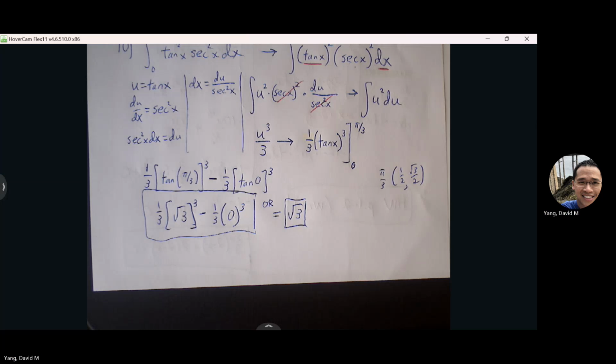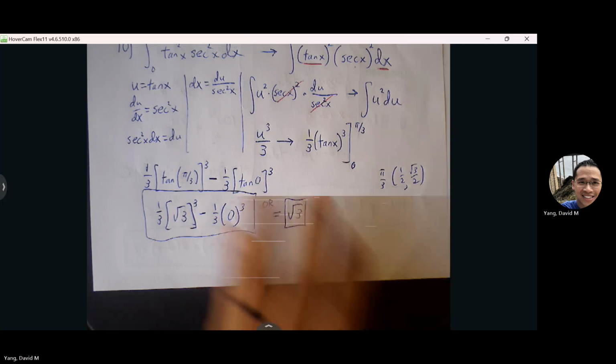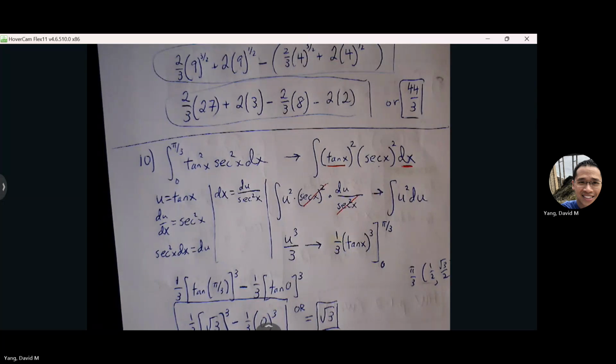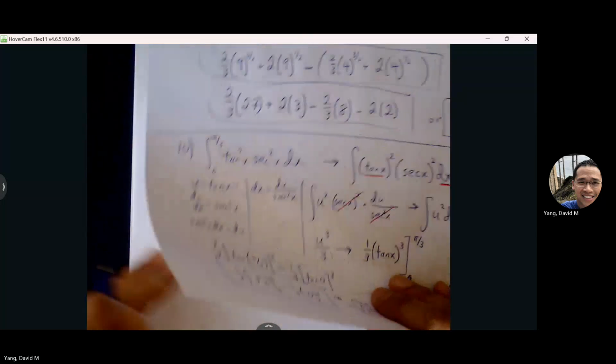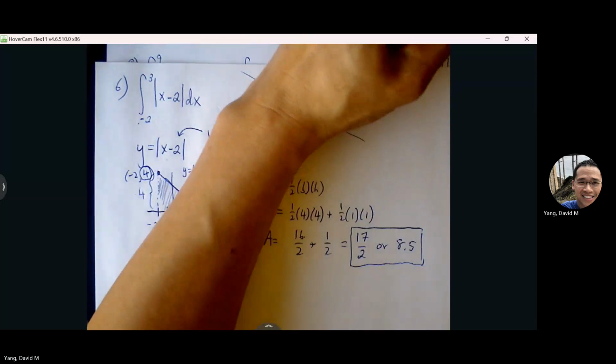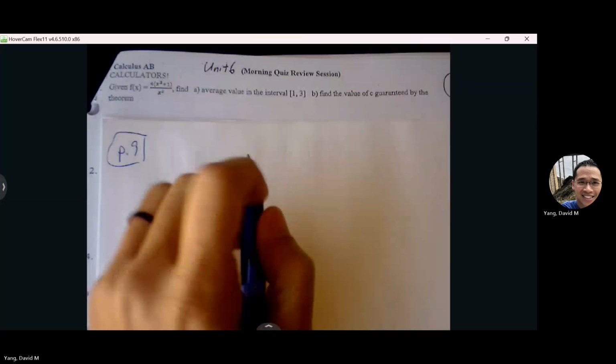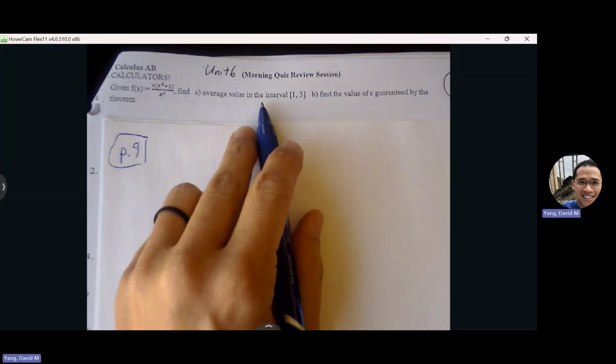Let's see. It's through okay, page. Yeah, page 9. Okay, back to average value theorem.